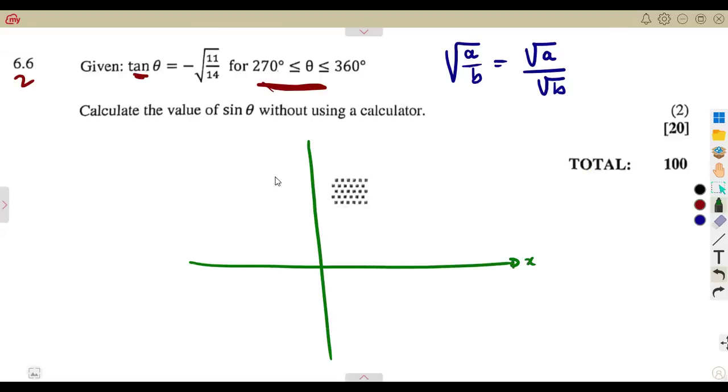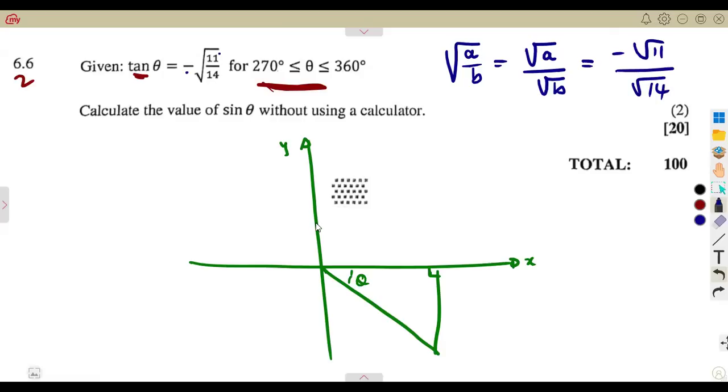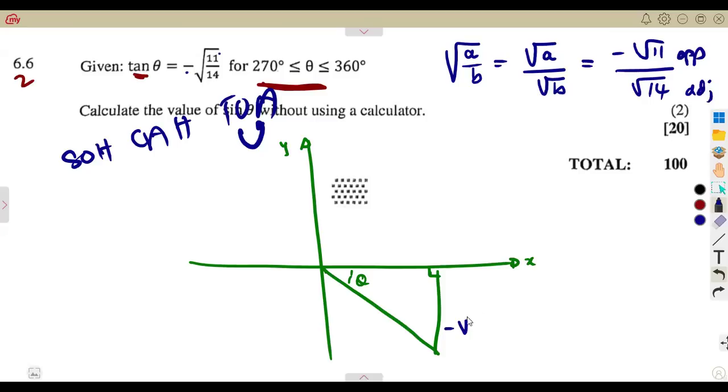So whatever we are seeing here under the square root is not supposed to scare us. It is just the same thing as minus the square root of 11 over the square root of 14. This is our theta. So remember the tan of theta from that SOHCAHTOA concept: tan is opposite over adjacent. So the opposite is minus square root of 11, and the adjacent is square root of 14.